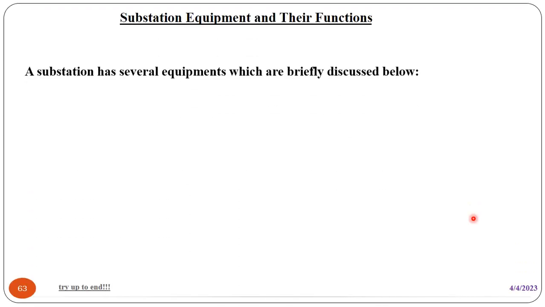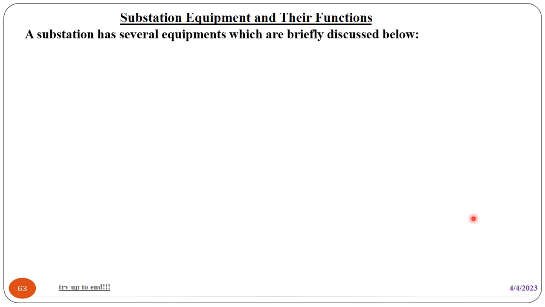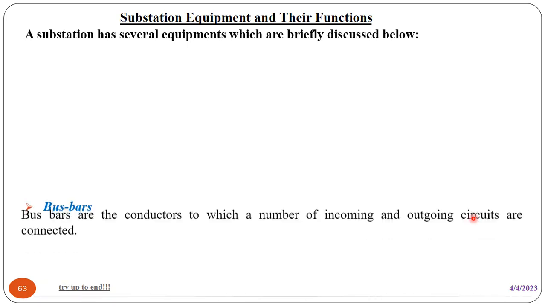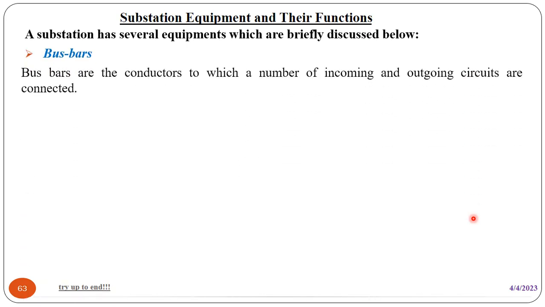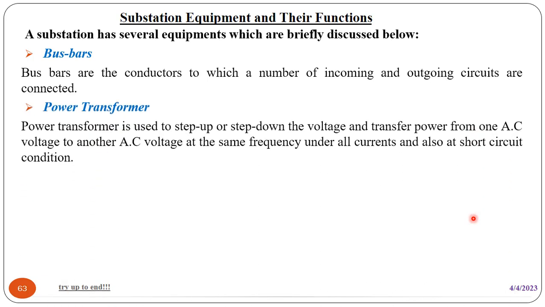Substation equipment and their function. The substation has several components which are briefly discussed. The first is the busbar. Busbars are the conductors to which a number of incoming and outgoing circuits are connected. Then the power transformer, which steps up or steps down the voltage and transfers power from one voltage to another.